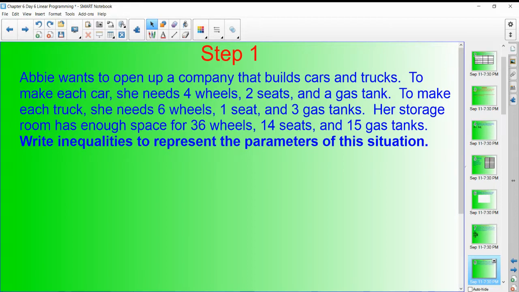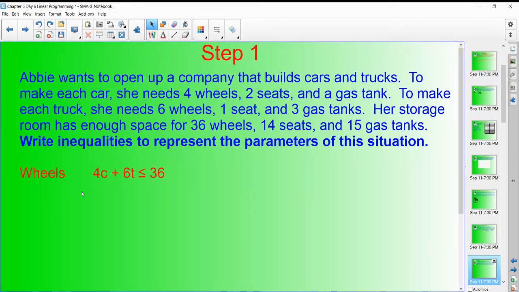So the first thing is, what is restricting us from making everything? So my parameters, also called restrictions, are my wheels, my seats, and my gas tanks in this case. In other situations, time is a parameter, hours or work hours, employees, anything that, once you go over it, you've run out of materials, that's a parameter, that's a restriction. So what we see here is we're going to have to write an inequality for everything that stops us from doing more. So 1 for wheels, 1 for seats, and 1 for gas tanks.